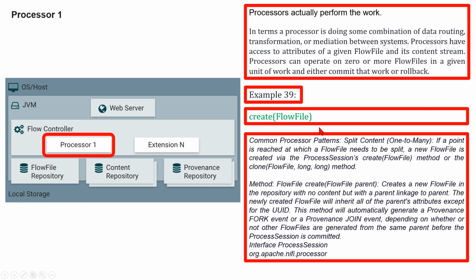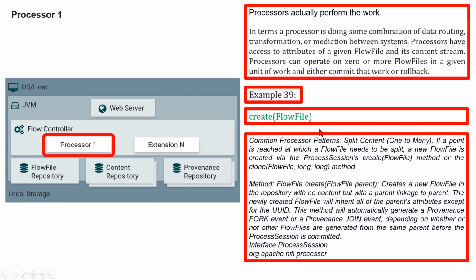This method will automatically generate a provenance FORK event or a provenance JOIN event, depending on whether or not other FlowFiles are generated from the same parent before the ProcessSession is committed. This is in the interface ProcessSession, which is in the package org.apache.nifi.processor. This processor generally requires no user configuration, with the exception of the size of each split to create.